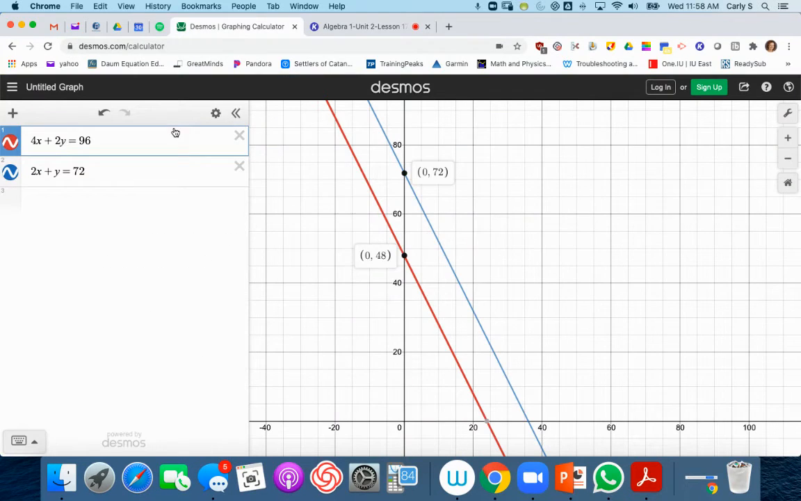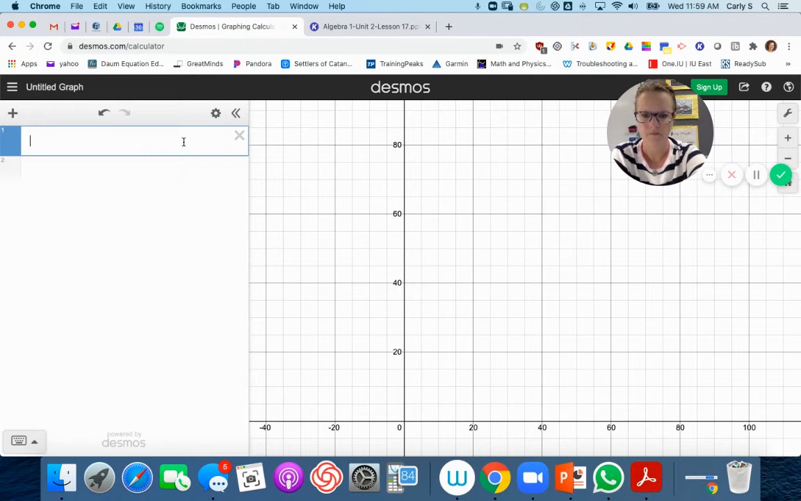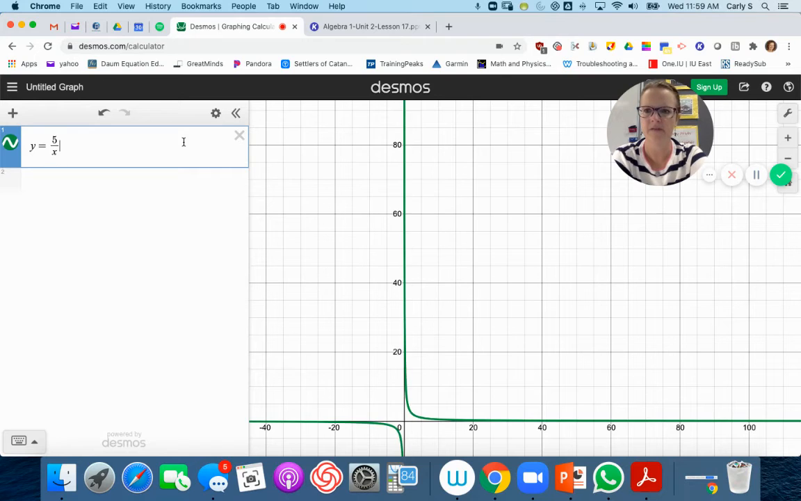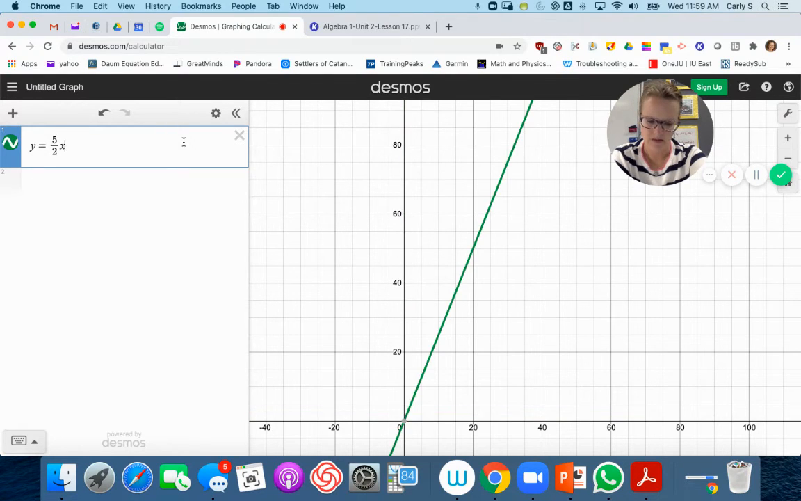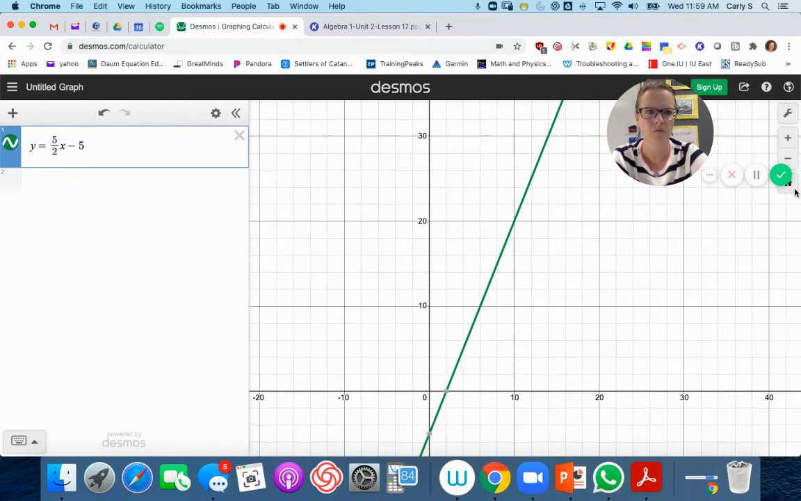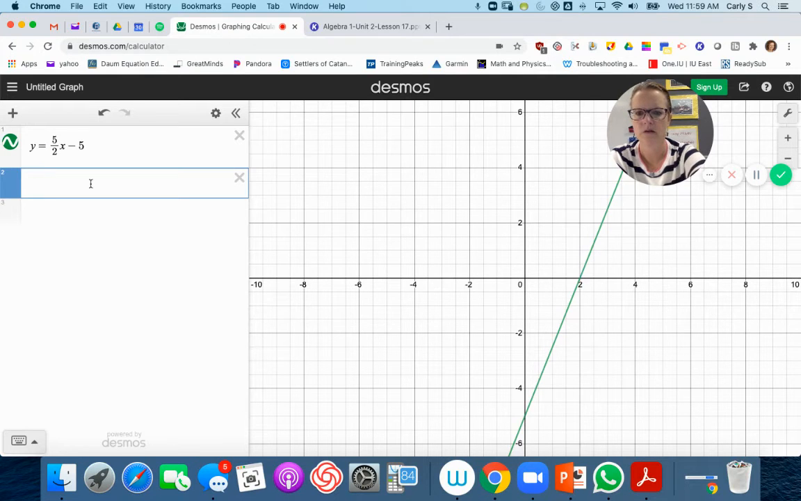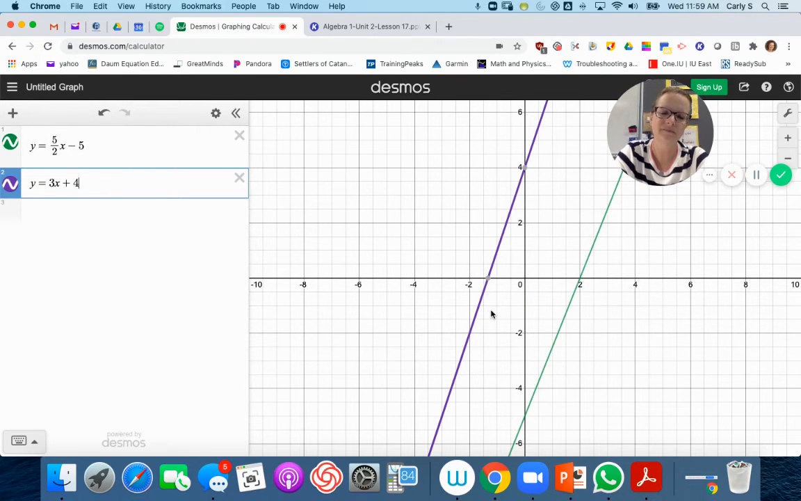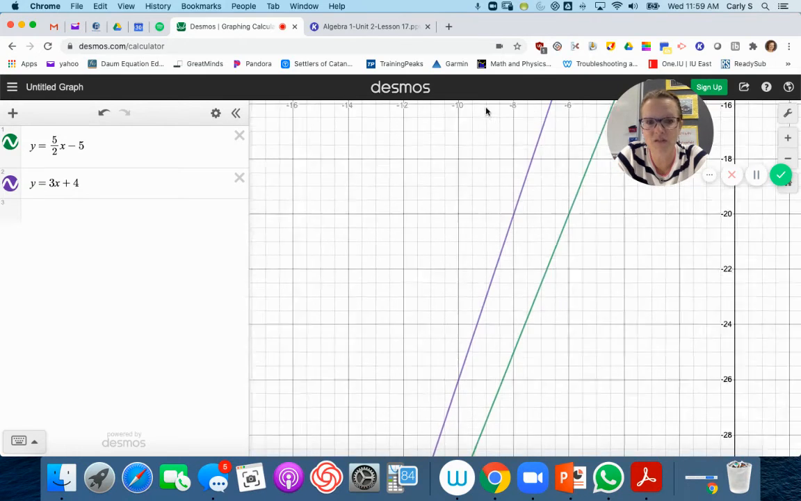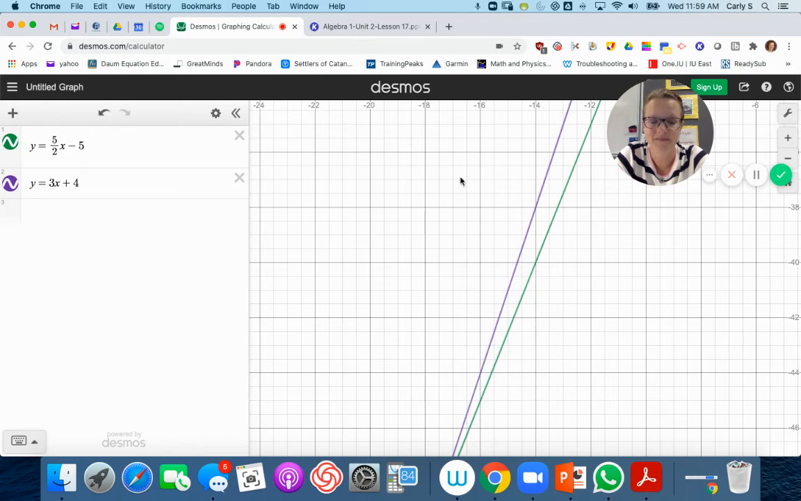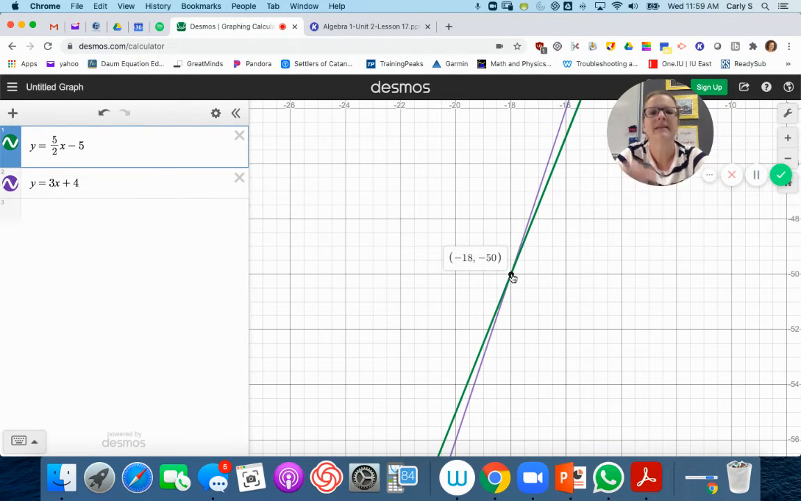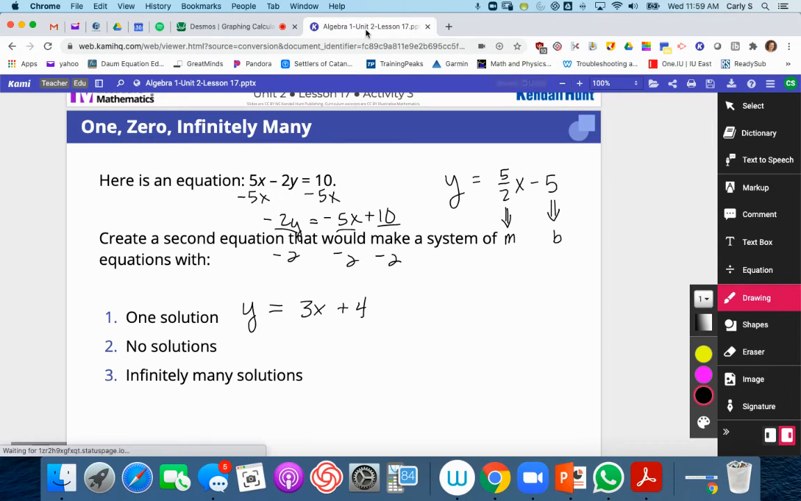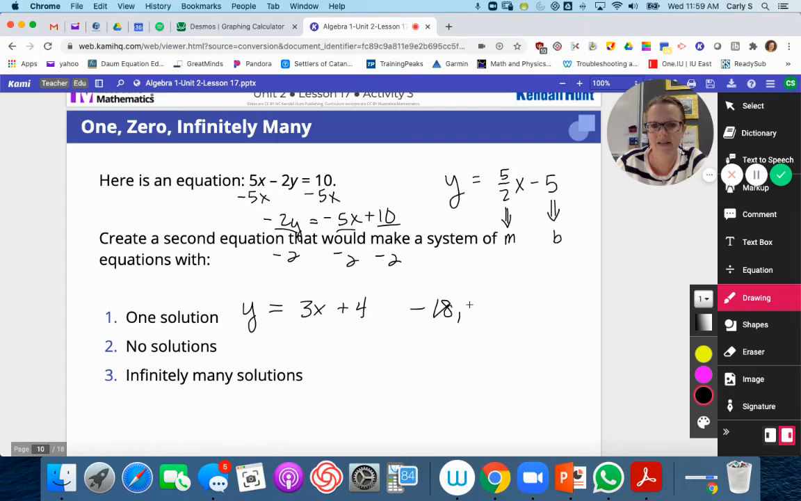Let's go graph. y equals 5 halves x minus 5, and y equals, it does not matter, 3x plus 4. Oh, bad choice on my part. The solution is way down here. It's there though. Negative 18 comma negative 50 is the solution to this system of equations. Not my best system.